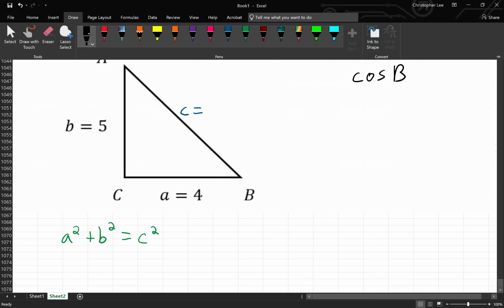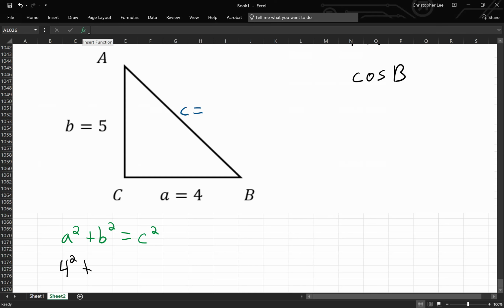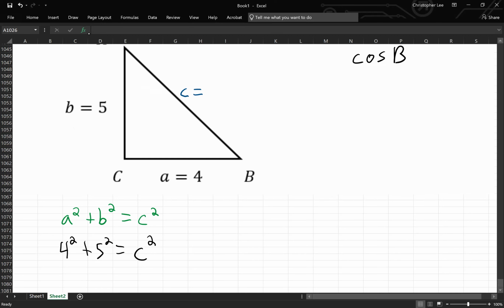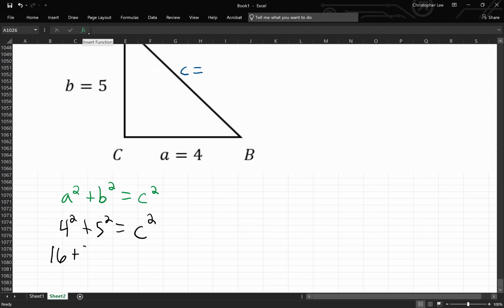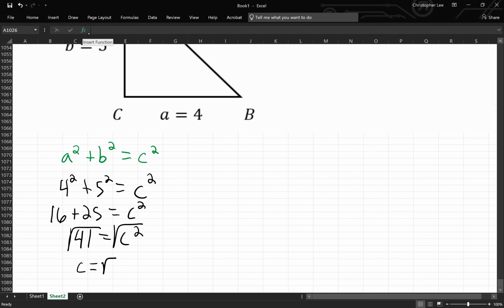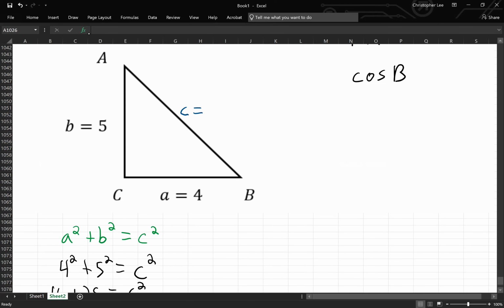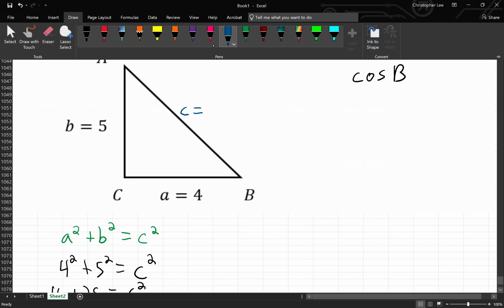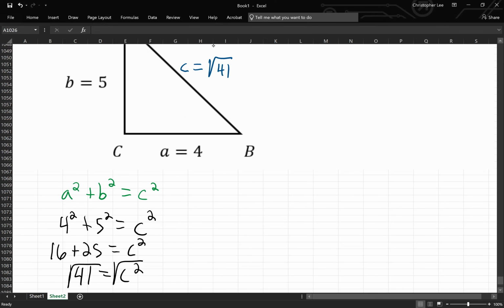And in this situation, what do I have? 4 squared plus 5 squared is equal to C squared. Let's do the math on that. 16 plus 25 equals C squared. And that's 41 equals C squared, right? Exactly. And we want to square root both sides. So I got C equals square root 41. Not too bad, right? So C is square root 41.